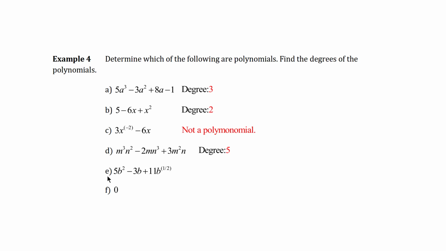For part E, we have the polynomial 5b squared minus 3b plus 11b to the 1/2 power. This would not be a polynomial because the last term has a fraction as an exponent. For part F, the degree would be 0.